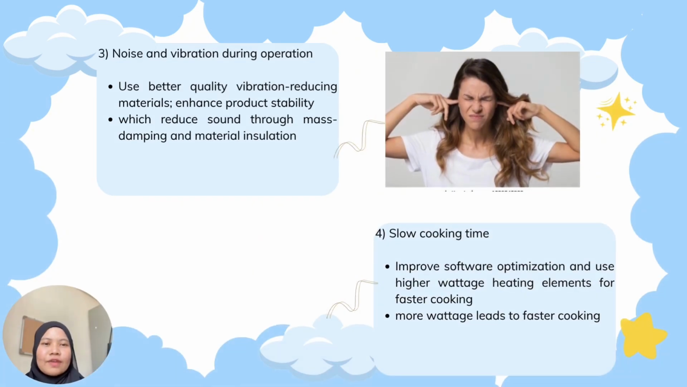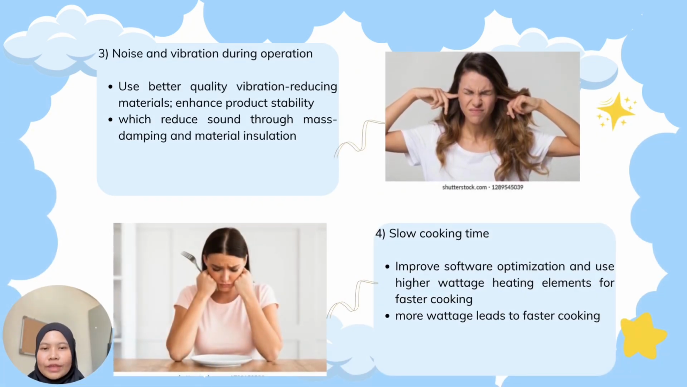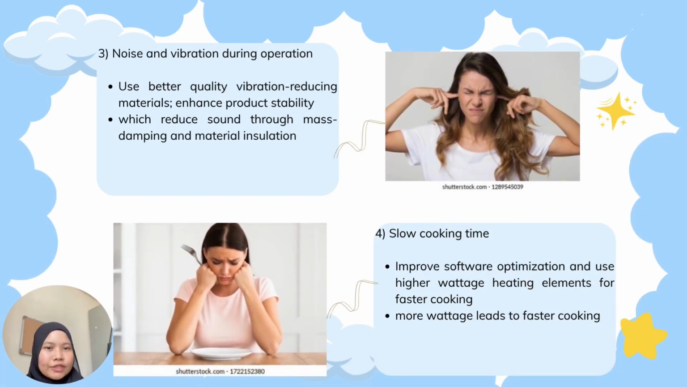Next, for noise and vibration during operation, we can use better quality vibration-reducing materials to enhance product stability, which can reduce sound through mass damping and material insulation. And lastly, for slow cooking time, we can improve software optimization and use higher wattage heating elements for faster cooking. This is because more wattage leads to faster cooking.